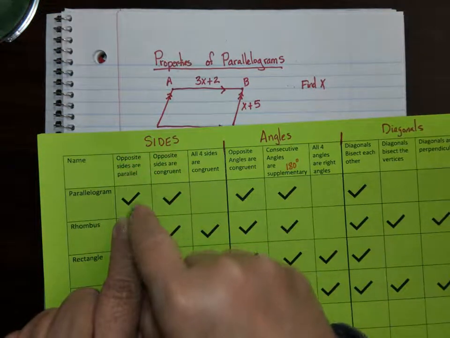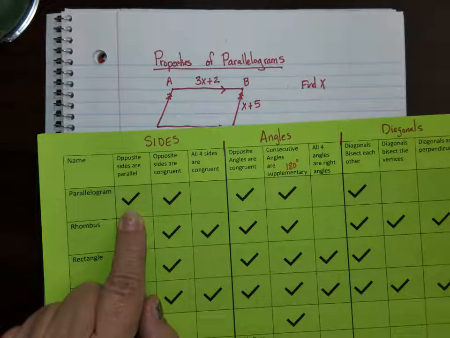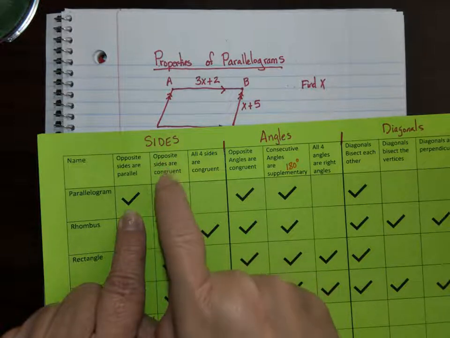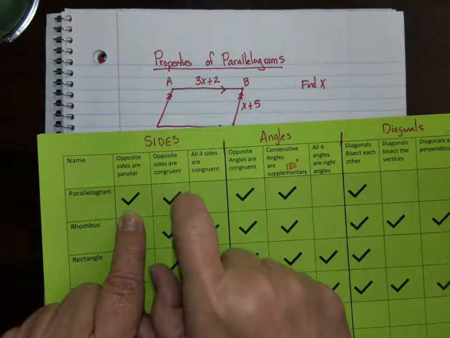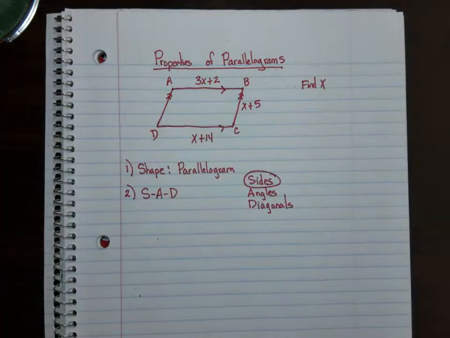So opposite sides are parallel. Well, that's a real nice thing to know, but that doesn't tell us about the measurement. That just tells us that they don't intersect and they have the same slope. But it also says opposite sides are congruent. Aha, that's what we need. Opposite sides are congruent.